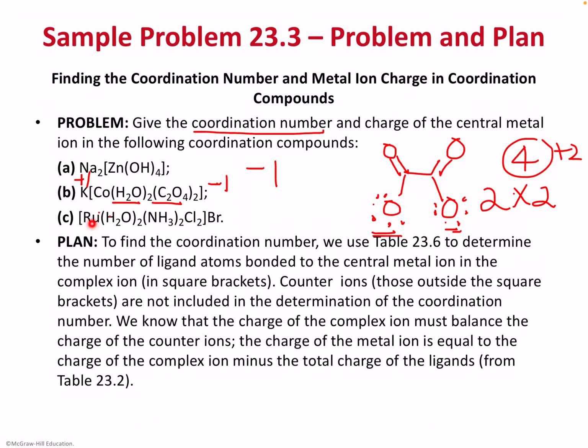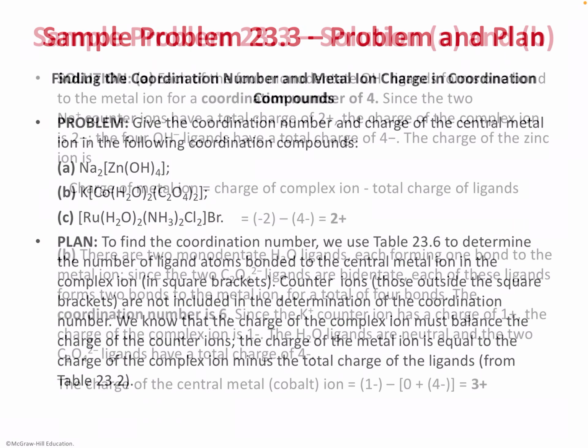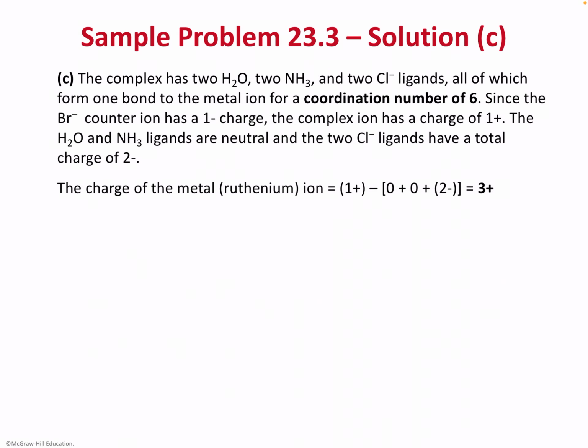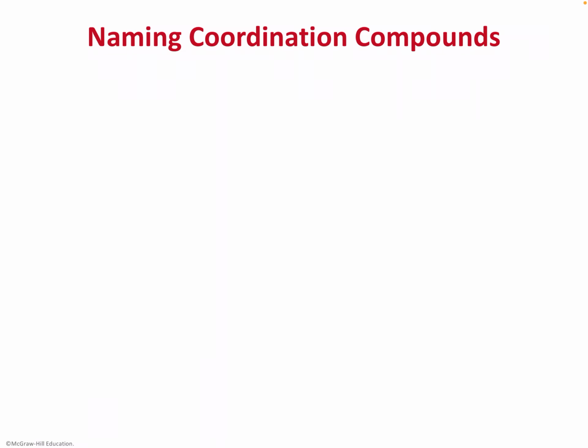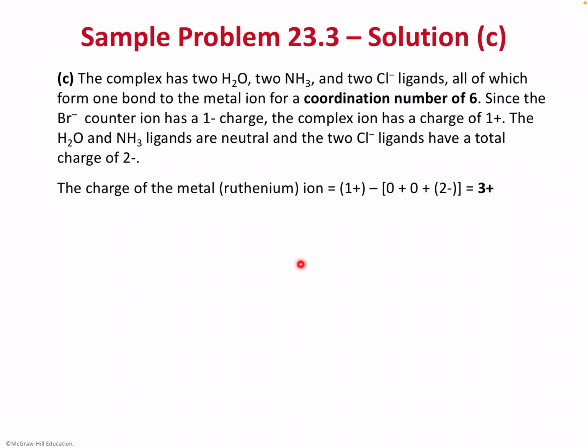And then the charge of the ion would be, whole thing is plus 1. Water is neutral. Ammonia is also neutral. Chloride is negative 1 each one, so negative 2 total. So the charge is plus 1 minus 0, minus 0, minus negative 2. That will give you plus 3 as the charge of the central metal ion. Okay. All right.